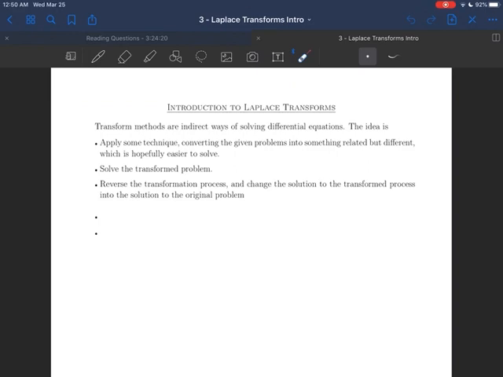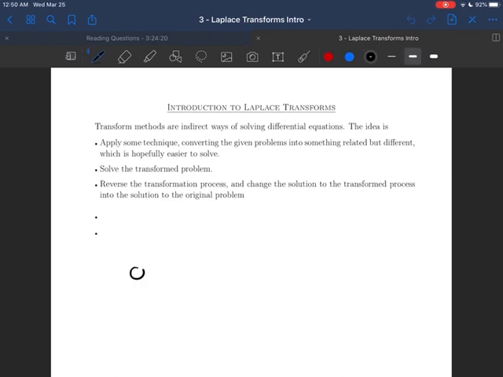Basically, the transform method is an indirect way of solving differential equations. So we have a basic idea that we're trying to implement. What we're going to do is take the differential equation that we are trying to solve and convert it into a different problem that hopefully is easier to solve, and then transform it back so that the solution of that new problem tells us the solution of the original problem. So we can think about this diagrammatically in the following way.